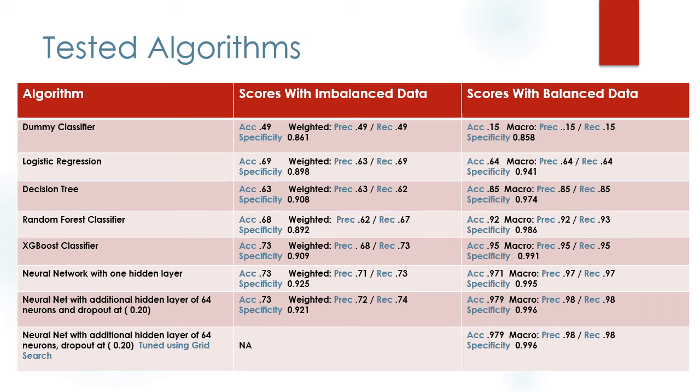But I wanted to go further and try neural networks. The first neural network has one hidden layer of 512 neurons, and the second neural network adds an additional layer of 64 neurons and a dropout layer at 0.2. As you can see, both performed equally well on imbalanced data, but the more complex model delivered better results with 98% accuracy, precision, and recall, and 0.996 specificity on balanced data. A grid search over activations and optimizers was performed on the winning model, but no improvement in the results was found. Now let's have a look at our top two models.